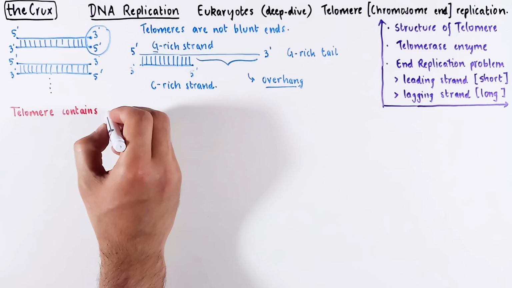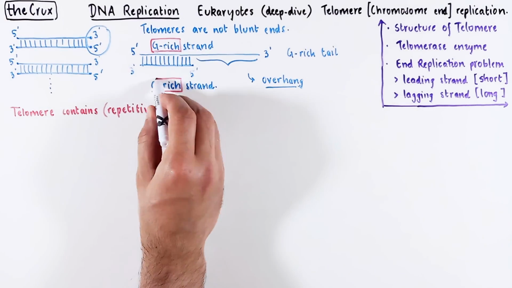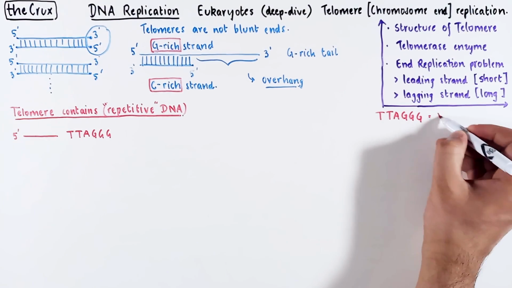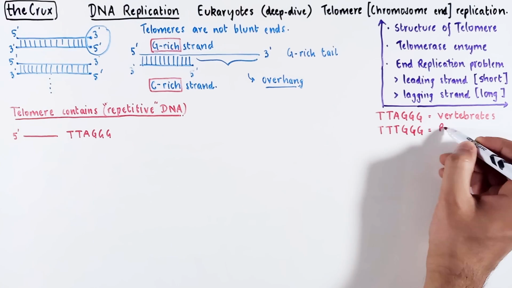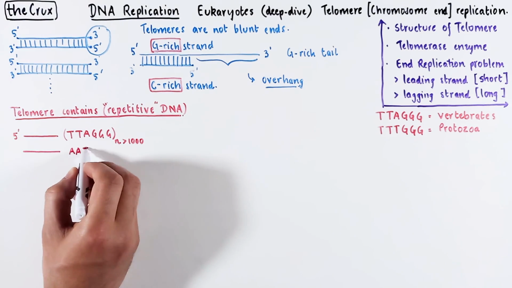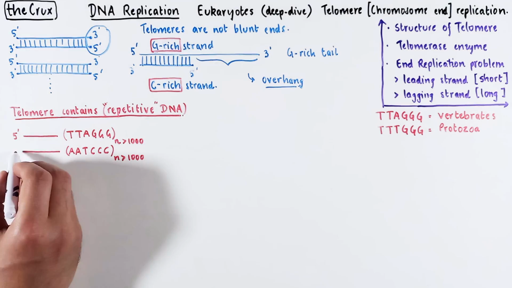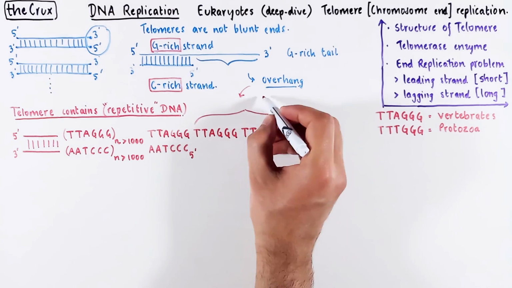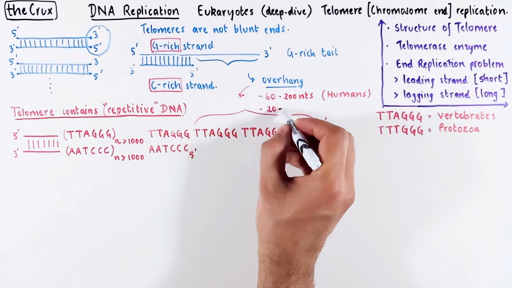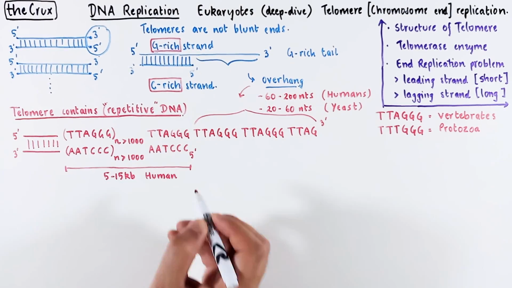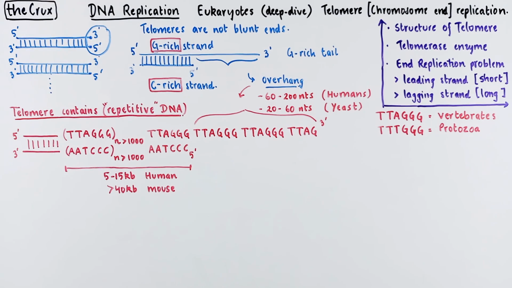In addition, telomeres exhibit a repetitive nature. The G-rich sequence, TTA-GGG, repeats numerous times in vertebrates, including humans, while protozoans have T-G instead. In humans, this short 6-base sequence is repeated over 1,000 times on both G-rich and C-rich strands. The G-rich overhang is about 60 to 200 nucleotides in humans, but it is much shorter in yeast. This repetitive region is 5 to 15 kilobases in humans. And if you do the math, that is about 1,000 to 3,000 repeats of TTA-GGG.